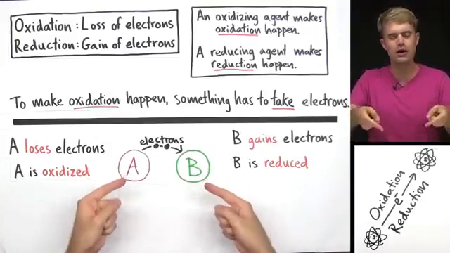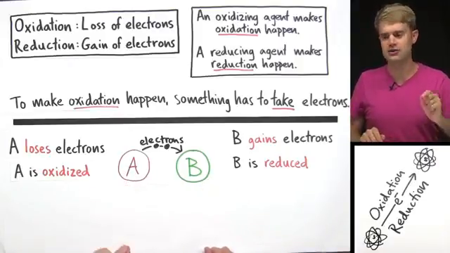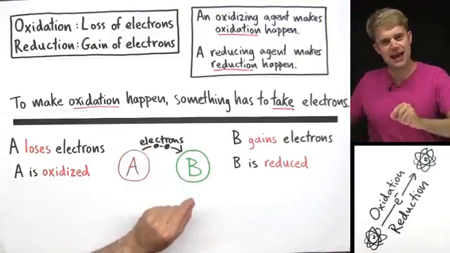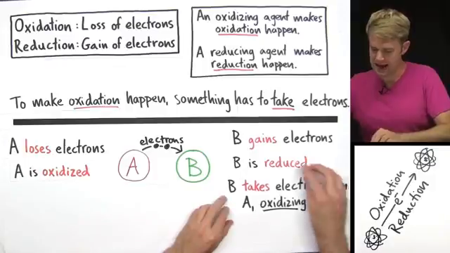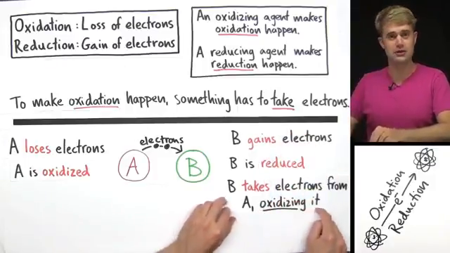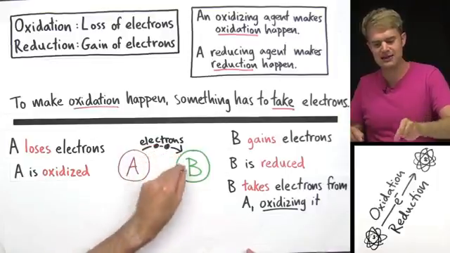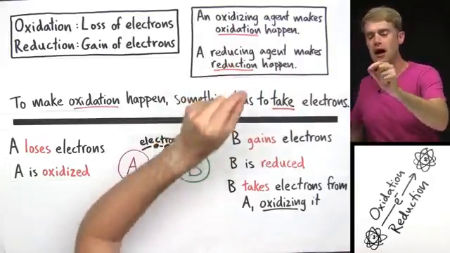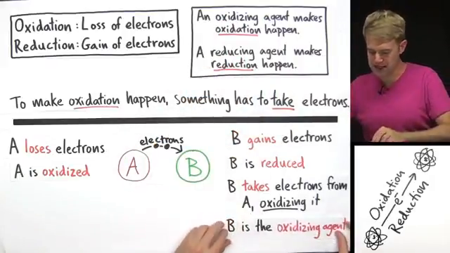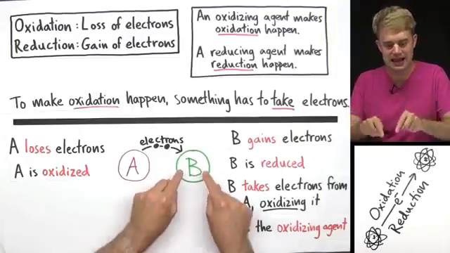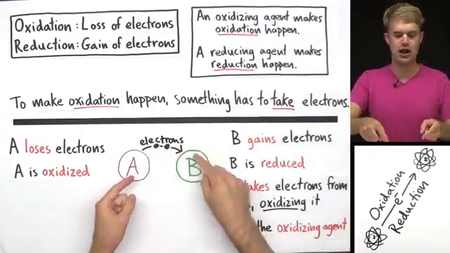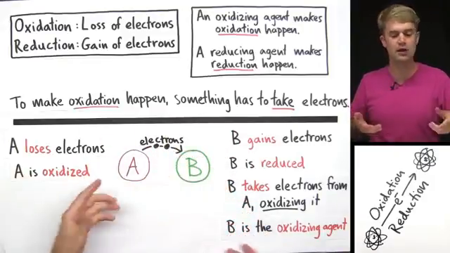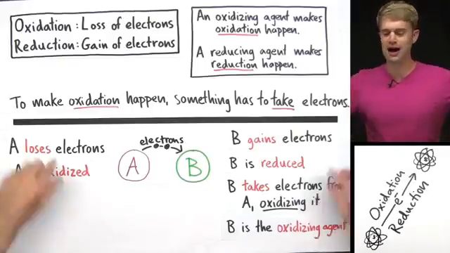So let's look at what's going on here to allow oxidation to happen. A is trying to get rid of these electrons, and B takes them. So B takes the electrons from A, oxidizing it. It's making oxidation happen by taking those electrons away. And we've said that an oxidizing agent makes oxidation happen. So B is the oxidizing agent. It makes oxidation happen by taking the electrons from A so that A can get rid of them and lose them. So that's what the oxidizing agent does.